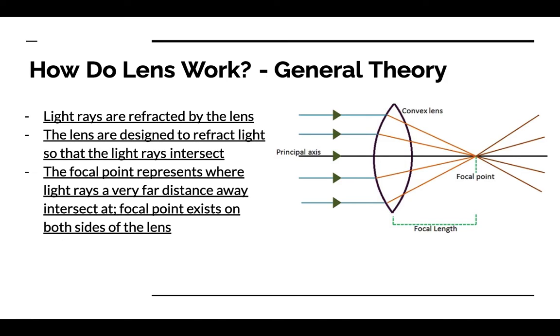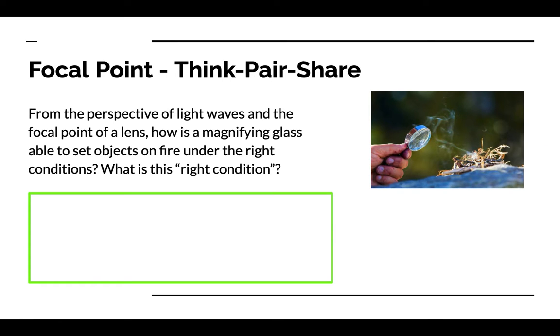For right now, let's jump to a quick think, pair, share. From the perspective of light waves and the focal points of a lens, how is a magnifying glass able to set objects on fire under the right conditions? Why is it that a magnifying glass can set, say, something like kindling or tinder on fire under a specific right condition, and what is this specific right condition? Take a moment to pause the video, answer this question, and then we will resume shortly.